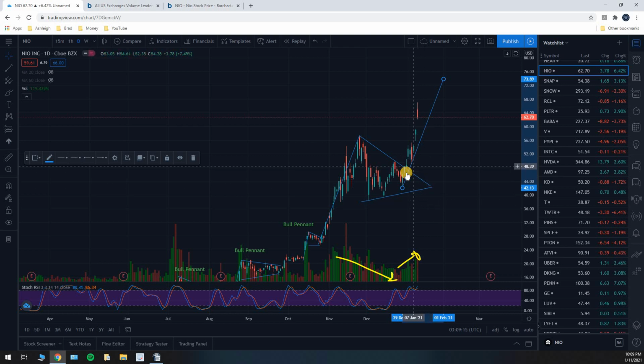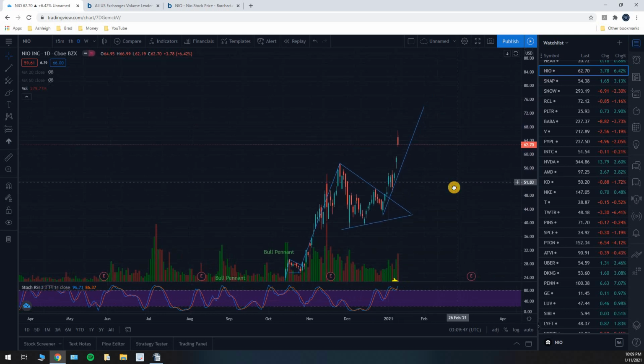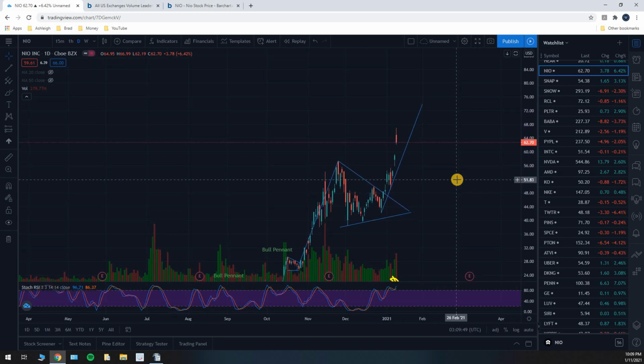Usually bull pennants have a 55% chance of hitting their price target right after they break out above the resistance right here. Maybe back in this range is when we had about a 55% chance of reaching that target, but now that we are this much closer, I would say it's far more likely. Okay, so $74 on NIO. Volume is coinciding with the price action. It's looking really good.